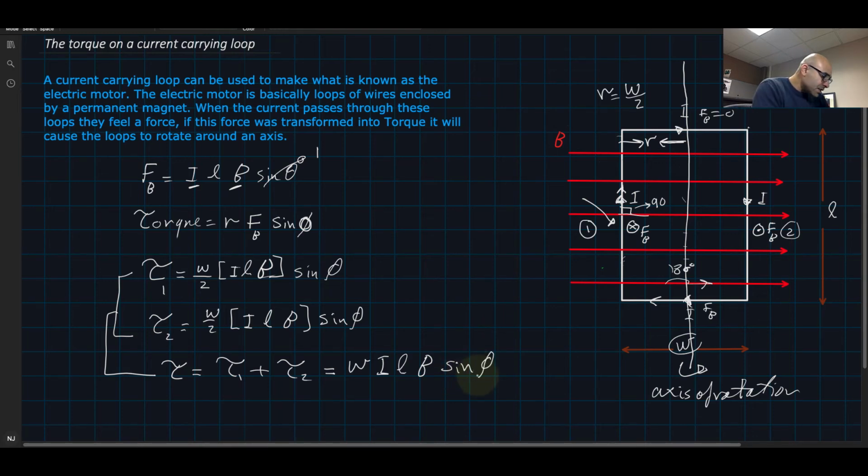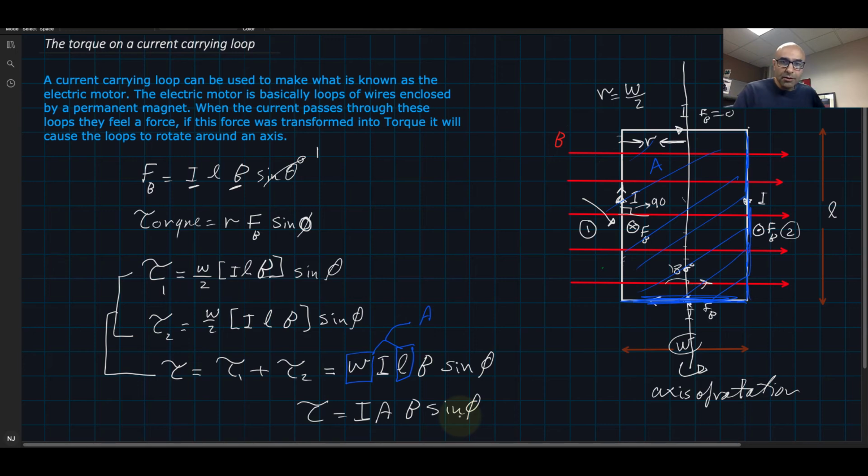Okay? Now let's look at this little thing here, W and L. That's W, right? And that's L. If you multiply these with each other, what you get is the surface area of the loop. So I'm going to exchange this with surface area. Then I'm going to write this again: the total torque is equal to I A B sine phi.